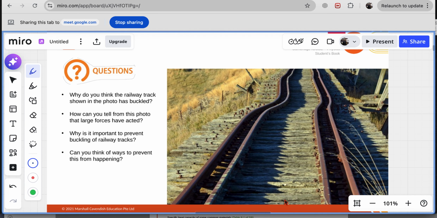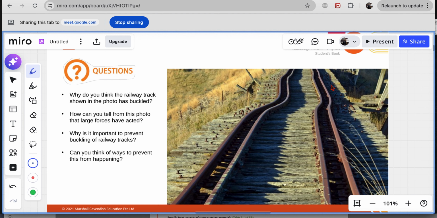Why do we think the railway tracks shown in the photo have buckled? You see the buckling of the railway track. Why do you think so? Because of expansion, obviously. How can we tell from this photo that large forces have acted on it? Because you can see it is bent, right? Large forces have acted on it because you can see the bending that is happening to the track and so forth. Now, why is it important to prevent buckling of rail tracks?